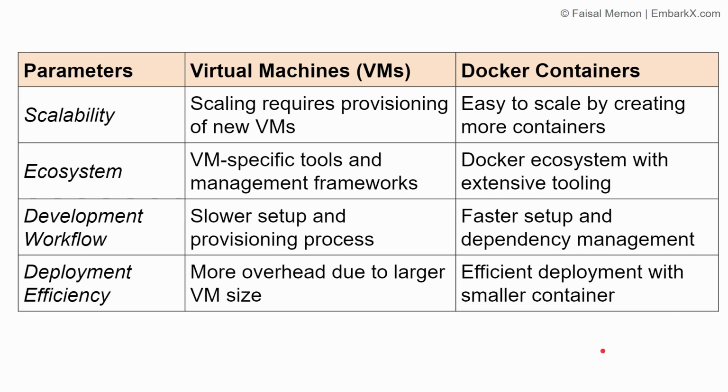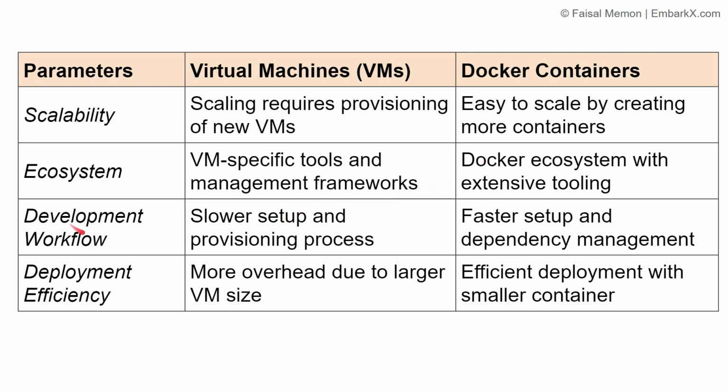Then we have some more differences, like in terms of scalability. Scaling a virtual machine requires creating new VMs. But with Docker containers, it is easy to scale. You just need to create more containers, and these containers, like I said, are very lightweight. So when it comes to VMs, you need to create highly resource intensive VMs to scale. But Docker is really easy because you are scaling something that is already lightweight. In terms of ecosystem, you need VM specific tools and frameworks, but with Docker, you have the Docker ecosystem with a lot of tools out there.